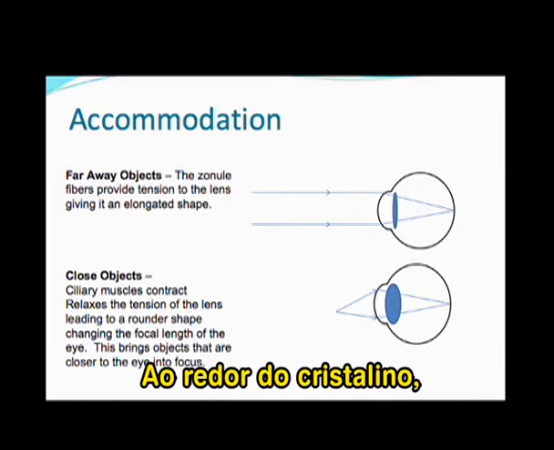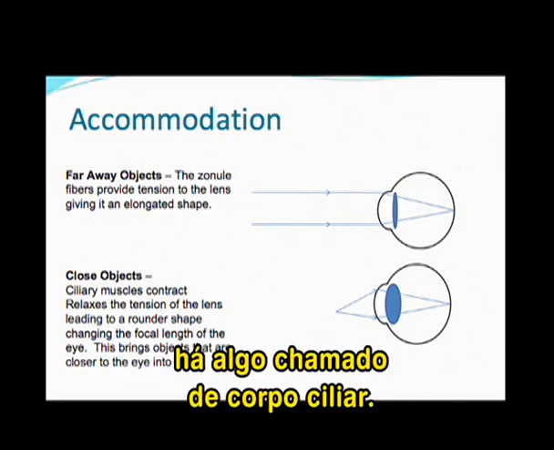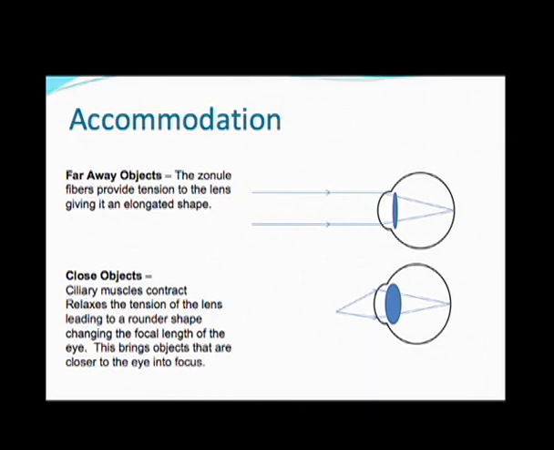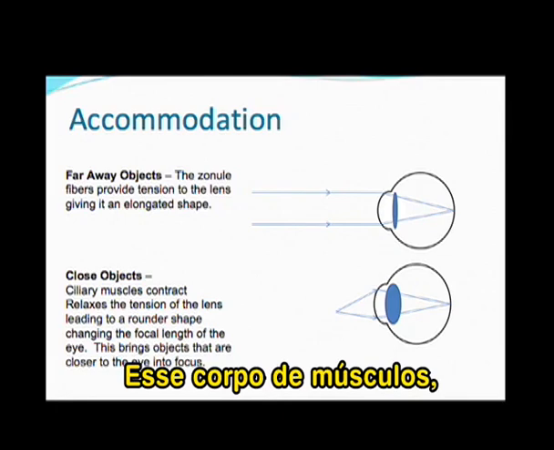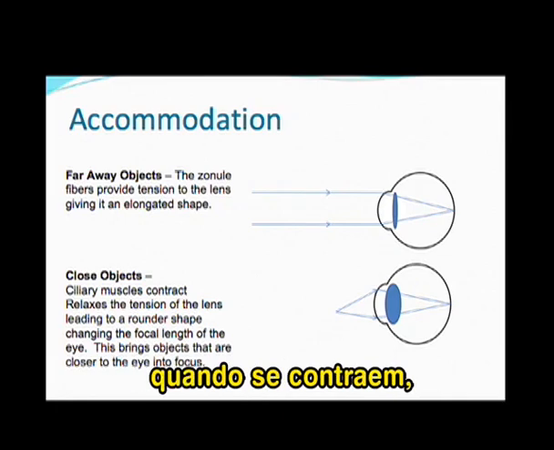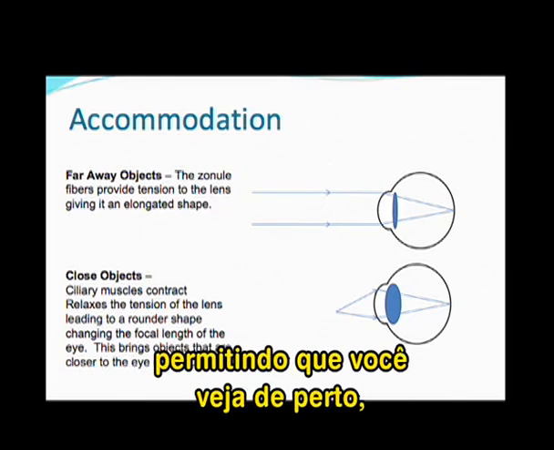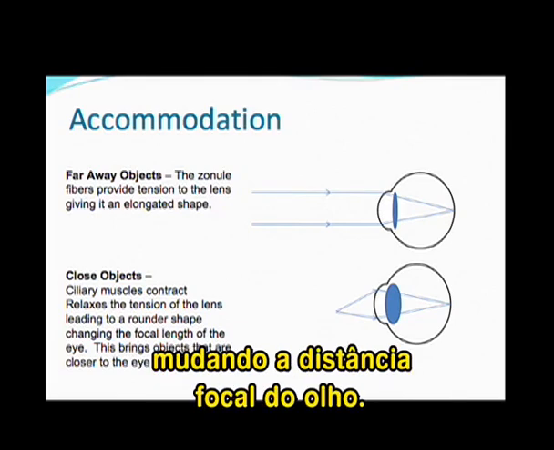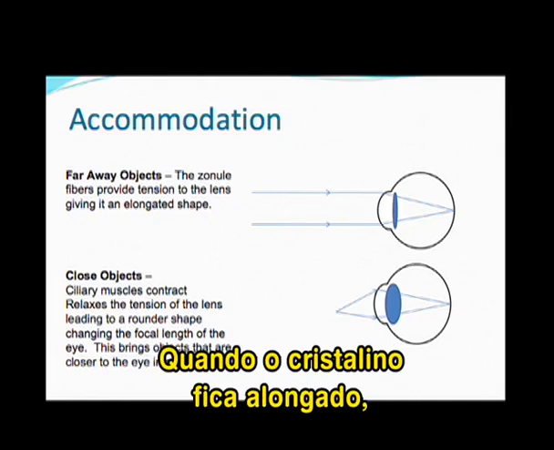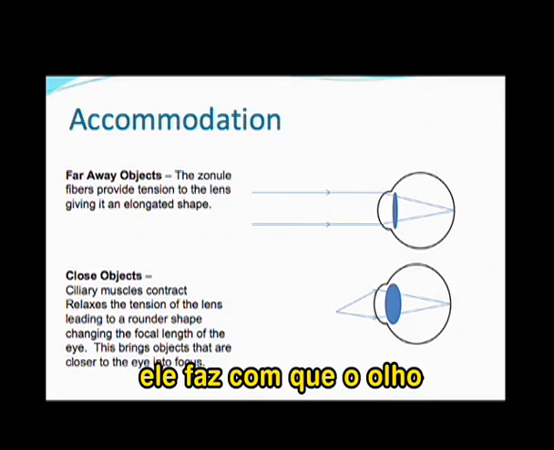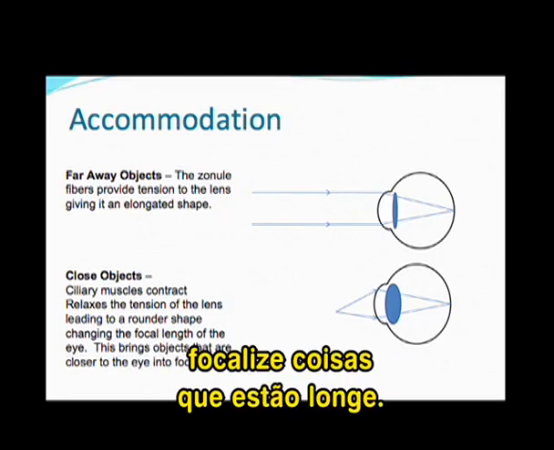Well, surrounding the lens is something called the ciliary body. And this body of muscles, when they contract, actually causes the lens to get fatter, allowing for you to see up close and changing the focal length of the eye. When the lens is actually elongated, it causes the eye to focus on things that are far away.